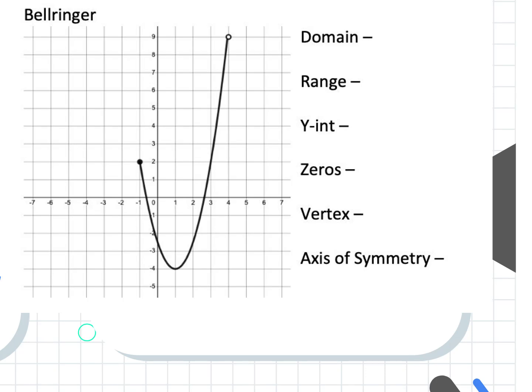Let's review some of this vocabulary. You don't have to go in this order. Where would we like to start? Let's start at the top. Domain. What does domain represent? X or Y? It represents X.